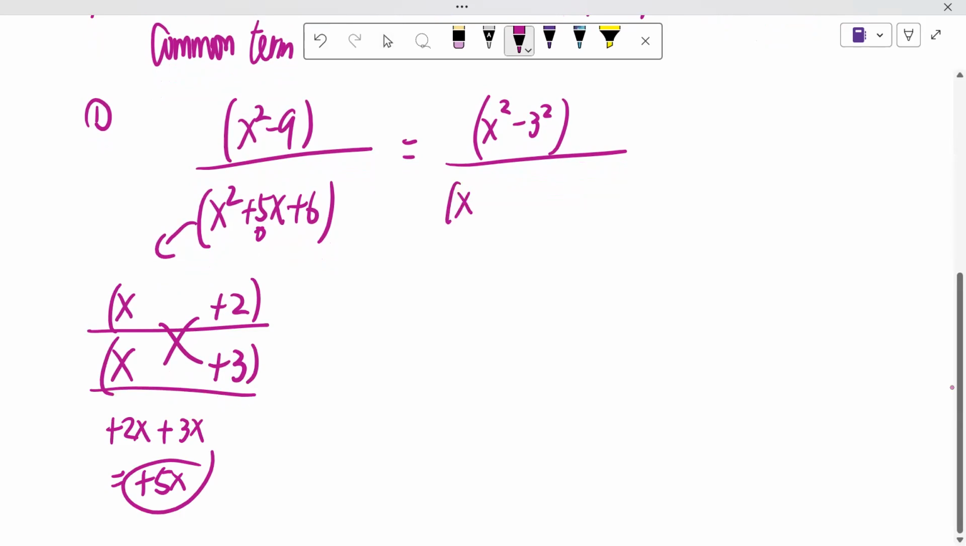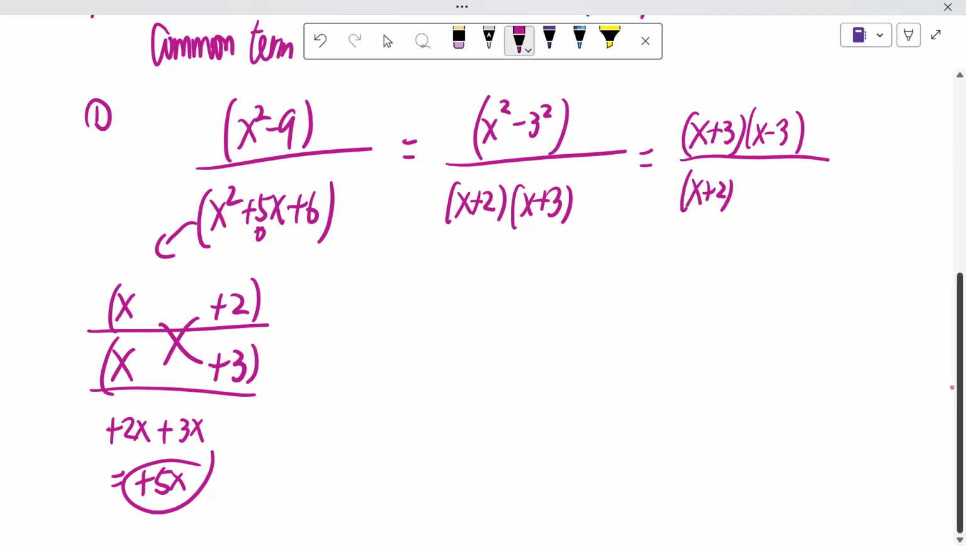On the top is the difference of two squares, so x plus 3, x minus 3, over x plus 2, x plus 3. Now we see the common factor, which is this. So cancel that, and the remaining terms are the answer: x minus 3 on the top, x plus 2 on the bottom. Any question about this?